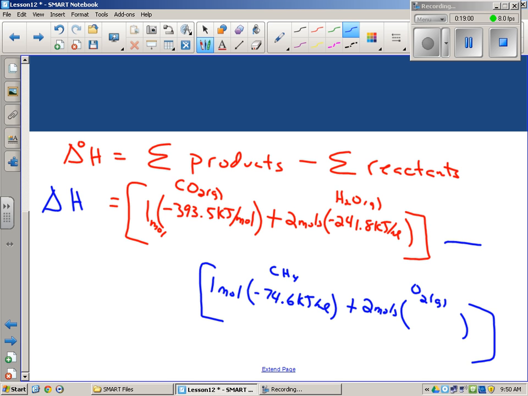How much energy does it require to make oxygen? Look in your data booklet if you want. How much is it? 0, right? We talked about that earlier. To make elements, they naturally occur. We don't have to put any energy in to make elements. They naturally occur. So this is actually 0 kilojoules per mole.